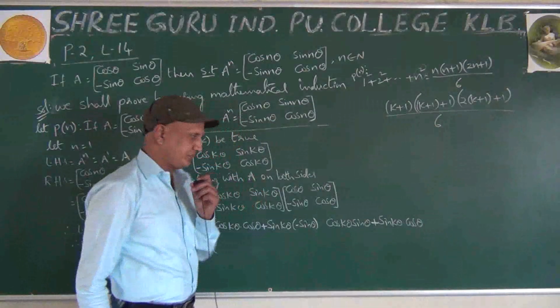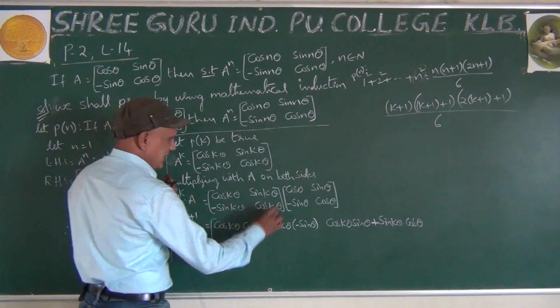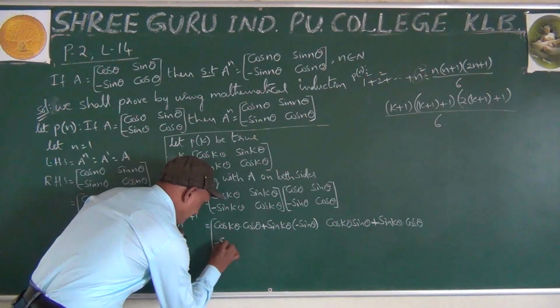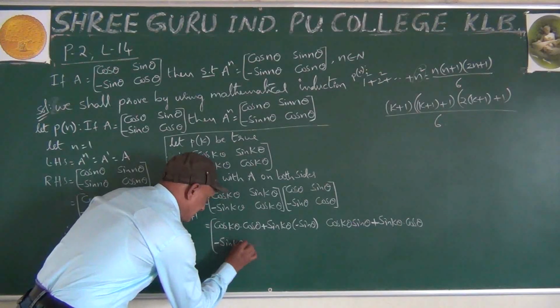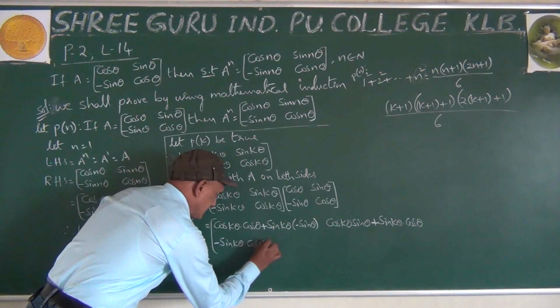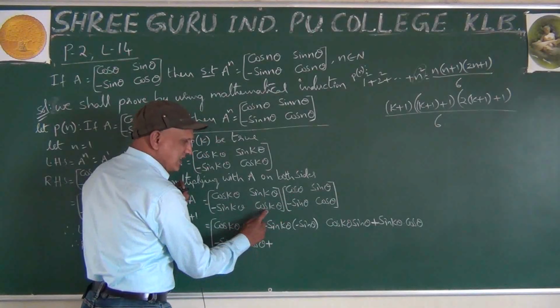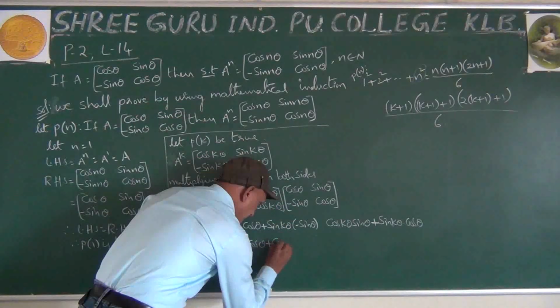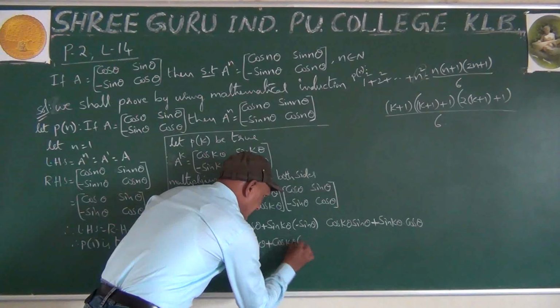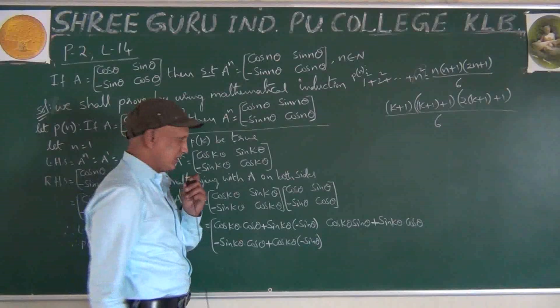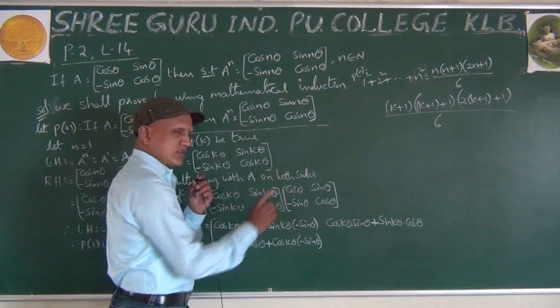Okay, now. Next, second row, first column: minus sin k theta into cos theta plus cos k theta into minus sin theta. Right?